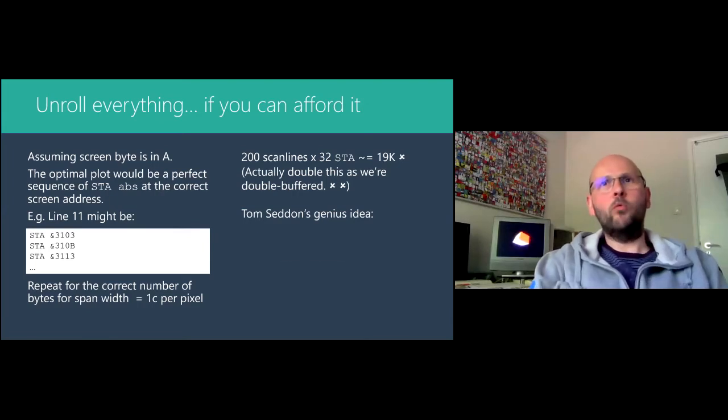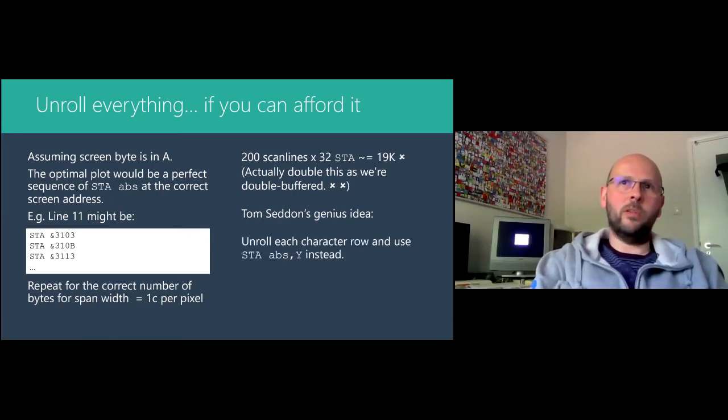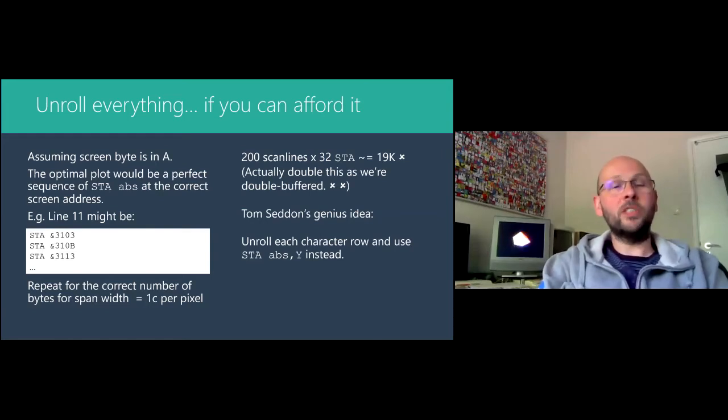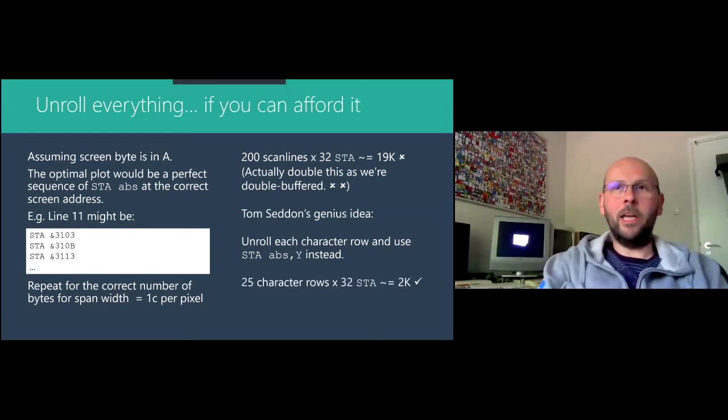Rather than using just store absolute, we use absolute index with Y instead, and we unroll just the character rows and make the Y index work extra hard to index where we want to within a character row. So we've got 25 character rows, 32 columns. That's about 2K of code. That's not too bad. Of course, it's double buffered, so 4K. I think we can squeeze in 4K of unrolled code.